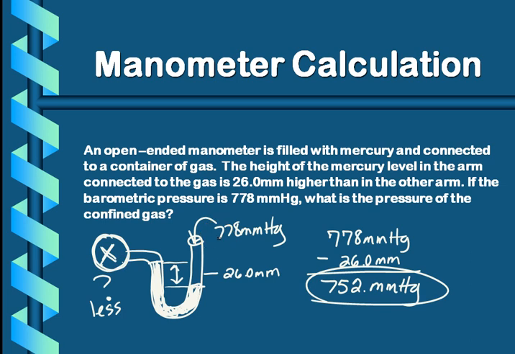Just a little side note, I would then add 26 if my levels looked like this. If the difference here between my confined gas and such was 26 here, I would then add the 26 because then my confined gas would be 804. It would be greater. That would be my big bird pushing down on my mercury, and my atmospheric pressure would be Elmo. I hope all of my analogies make sense here.